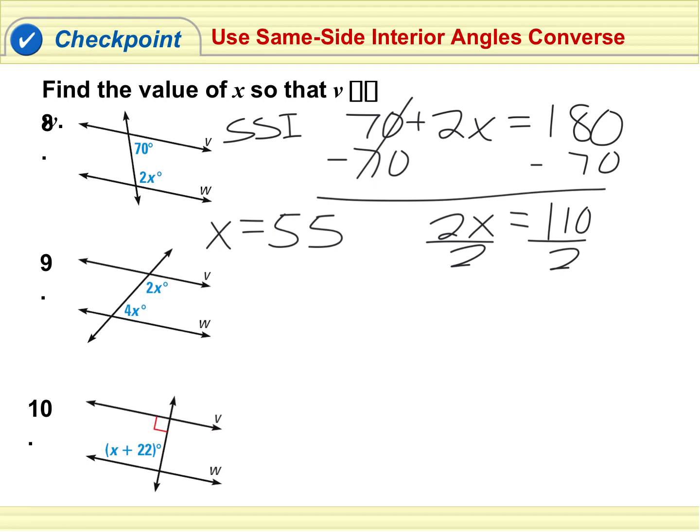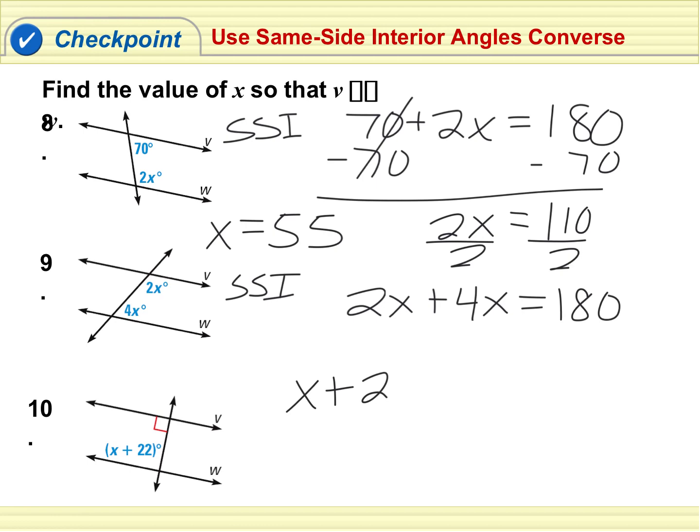Okay, how would I set up number 9? They're still same side interior. 2x plus 4x equals 180. We're not going to go through it to solve. I just want to make sure we know how to set this up. Number 10, how would I set that up? Careful, you're missing one thing. x plus 22 plus 90 plus 90 equals 180. Then you would solve those. We should be pretty comfortable with those.